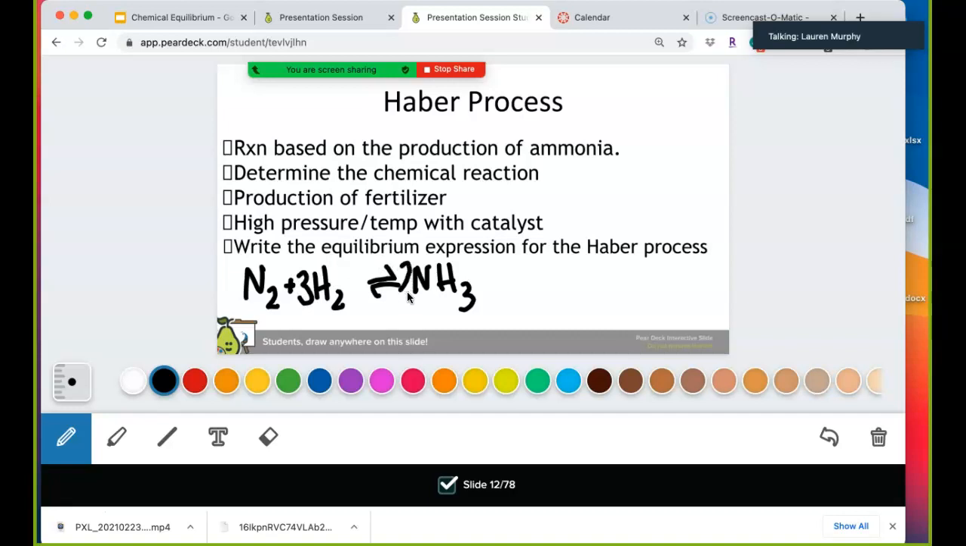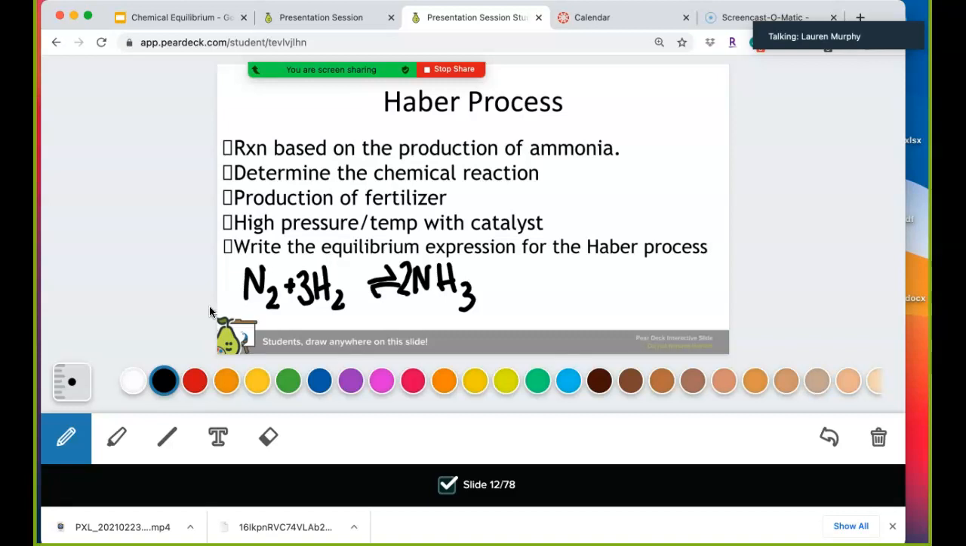And then why is this Haber process so important? Well, ammonia is like the main component in fertilizer. Why is that process important to us? Well, fertilizer is used for things like crops, yeah? That help us grow crops. And what are crops used for? For us to be able to have food. So this process is really important in the agricultural world, so we can have food to feed us.